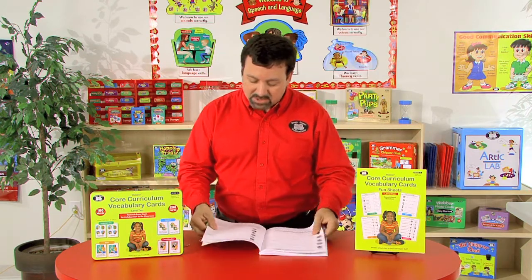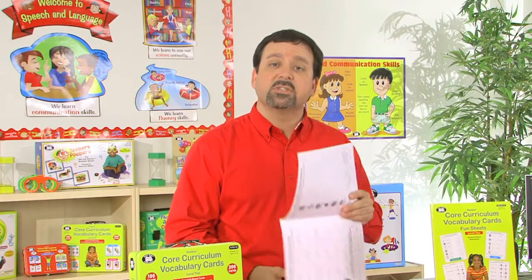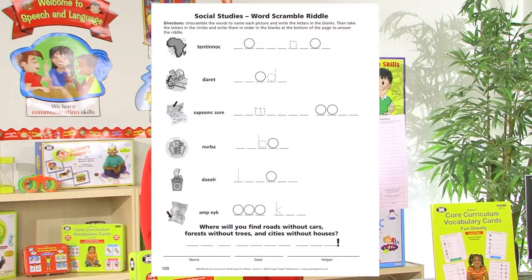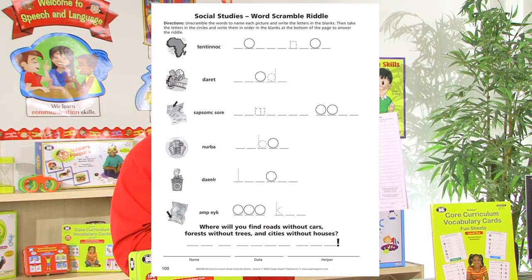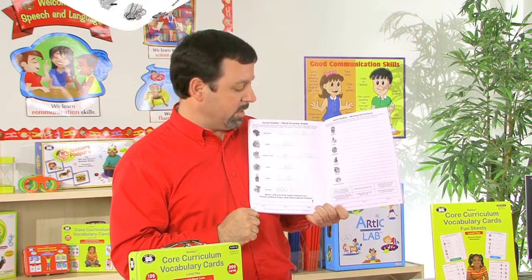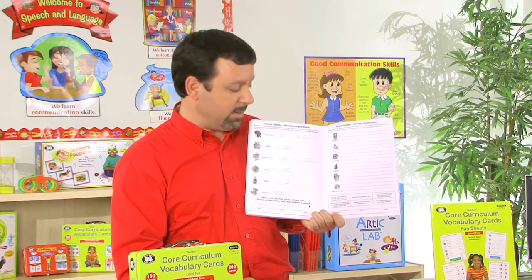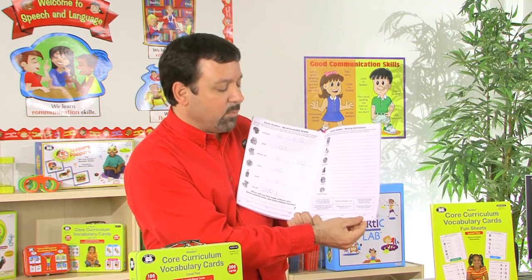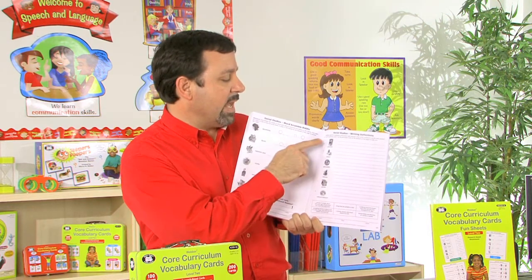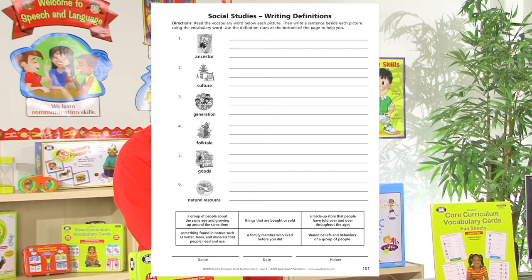And then finally, we have our social studies section. And in the social studies section, we have different pages for spelling as well as writing definitions. So for the spelling page, you'll notice along the left side, we're going to have a visual representation of the word. And we'll also have the letters of the word that are scrambled and mixed together. So the student will look at the letters, they will unscramble them and write them in the appropriate spaces provided. And then on page 101, we'll have the actual visual cue. We'll have the vocabulary word under that picture, and then the student will write the definition out to the side.